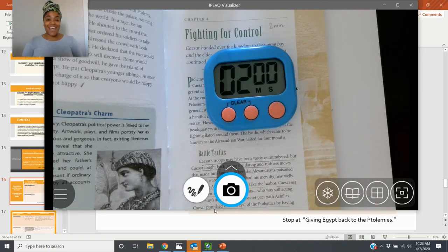All right, and that is time. Now, scholars, you've had time to go in and read. I'm going to share with you one piece of evidence that I found that helps me understand ways that Caesar was able to establish power.